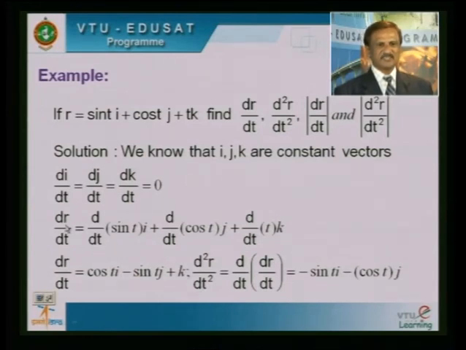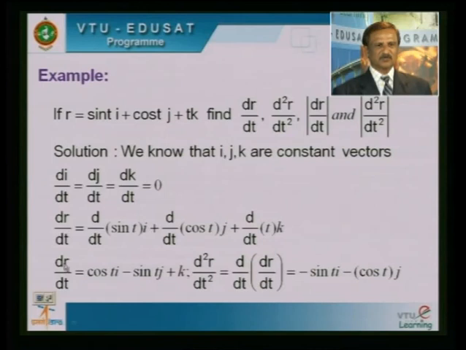And now I want to calculate the first derivative of the given function. dr by dt is equal to d by dt of the first term sin t into i, plus d by dt of cos t into j, plus d by dt of the last term. So the derivative of sin t, you know, is cos t into i as it is. And the derivative of cos t is also known, you can write minus sin t into j. The derivative of t with respect to t is 1 into k as it is.